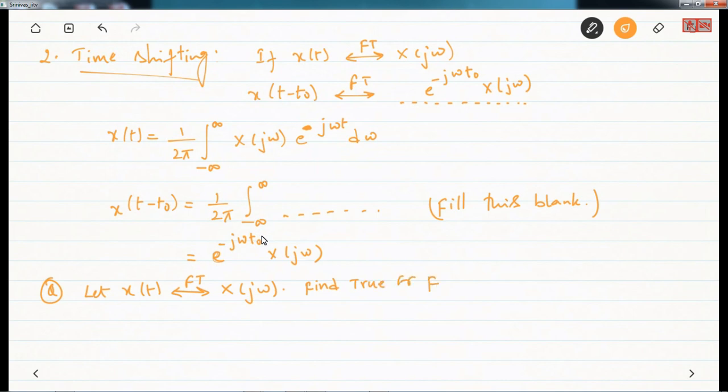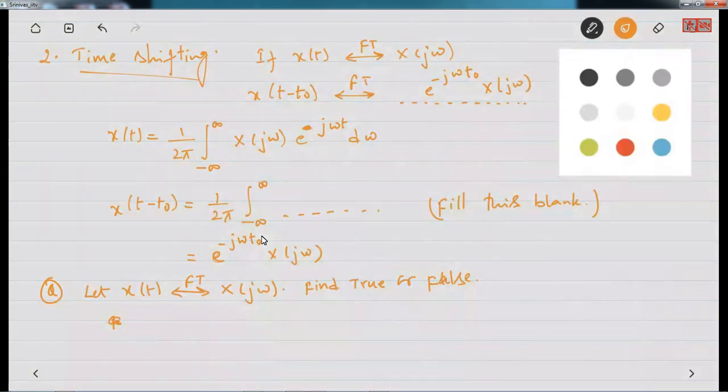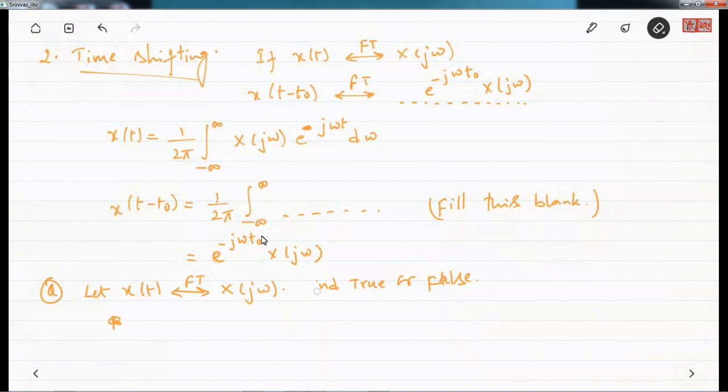Find true or false. Just give me a minute, I'm trying to frame a question here. So let y of t equal x of t plus 7.